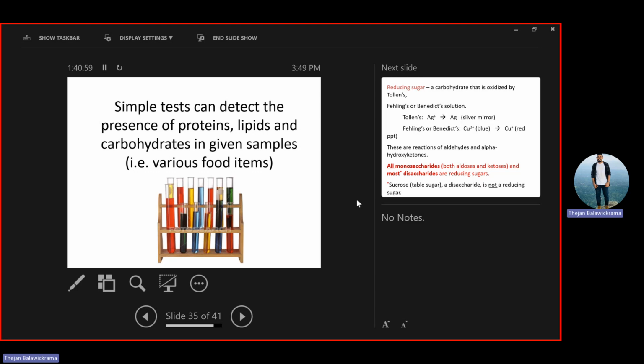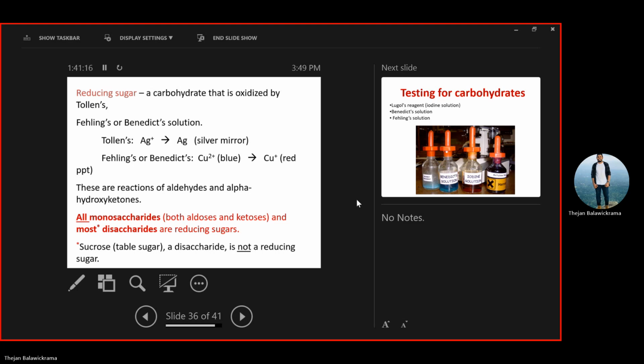Now we know the theory side of carbohydrates. Now let's see the identification test side of these compounds. There is a solution called Fehling's solution, Benedict's solution, and there's another reagent, Tollens' reagent.